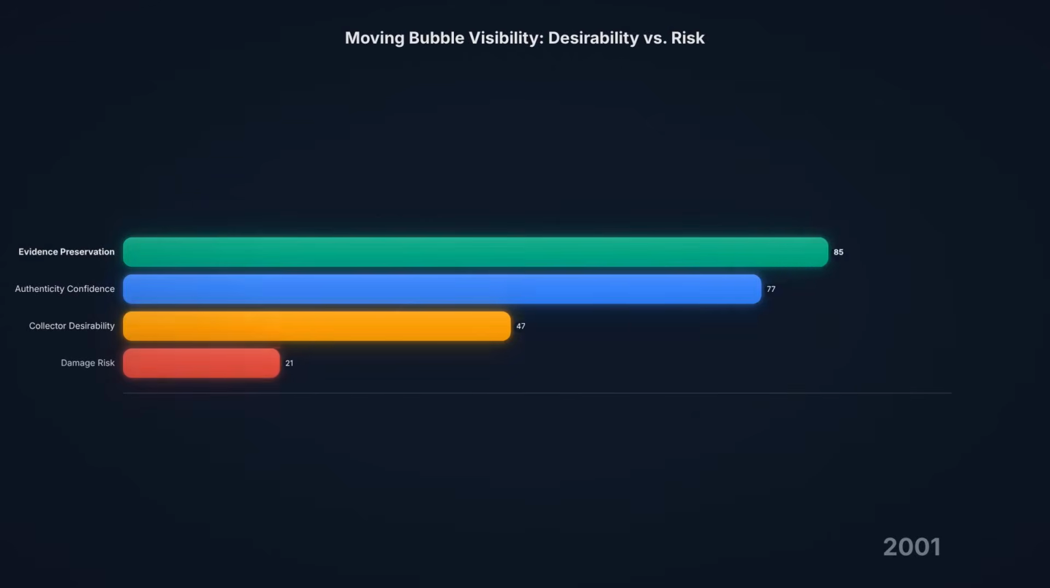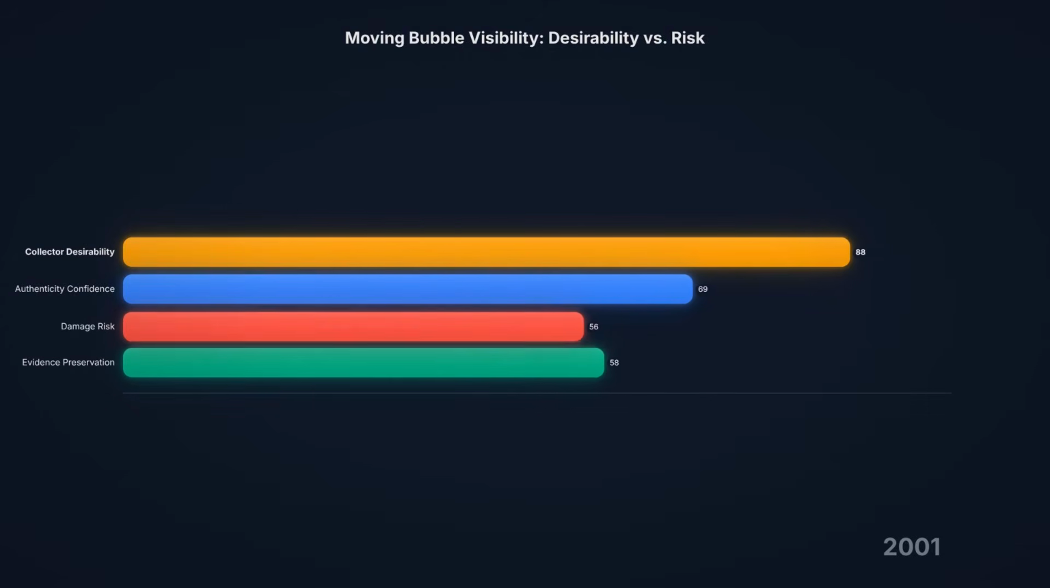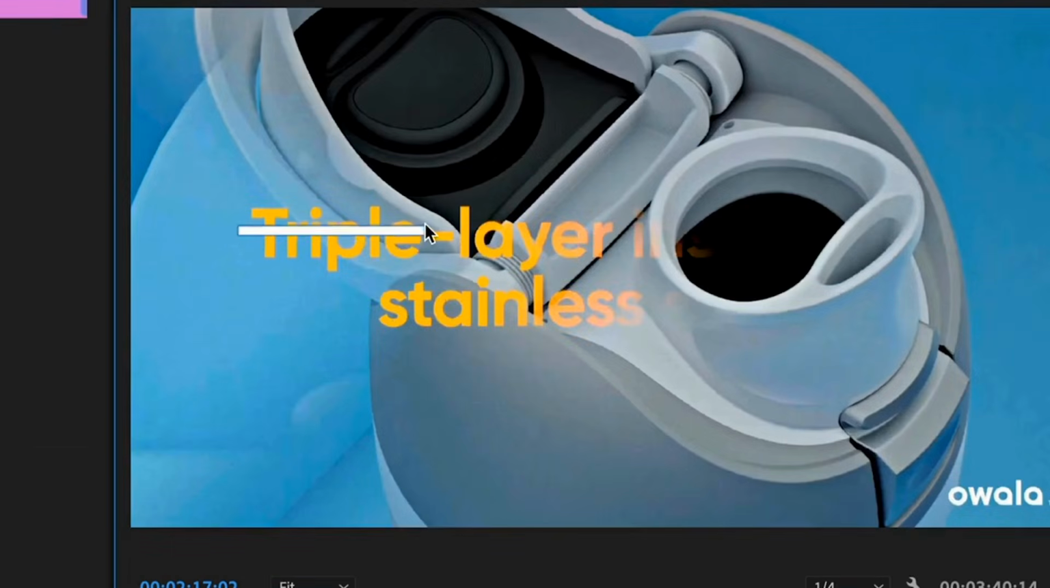Collector value follows the same logic. A clear, well-positioned moving bubble may make a specimen more desirable, but there is no honest fixed multiplier. Crack the cavity, and you can lose both the scientific evidence and the exact feature a collector wanted.